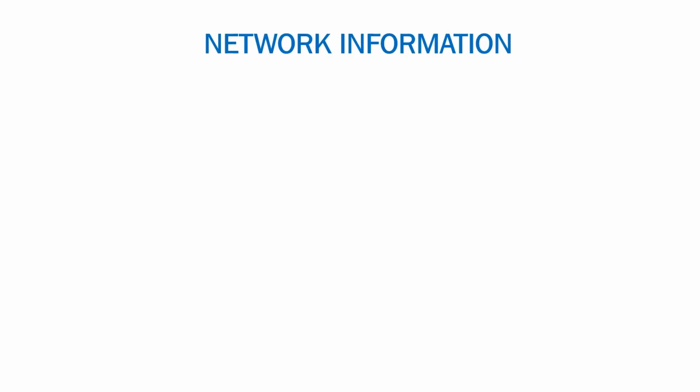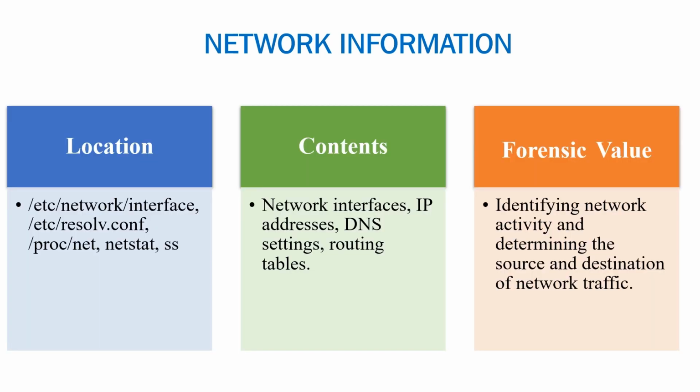Next artifact is network information. Network information, including the network connections, IP addresses, DNS settings, firewall settings, and routing tables, can be found in files within the etc folder in different directories, that is network interfaces, configuration, netstat, and so on. In terms of forensics, it is helpful in identifying the network activity, connections to external systems, data transfer, and determining the source and destination of network traffic.